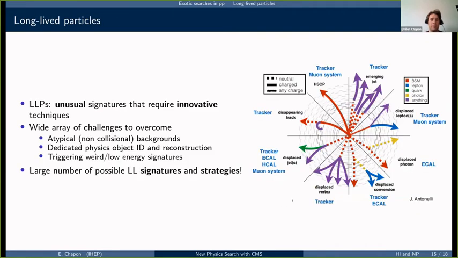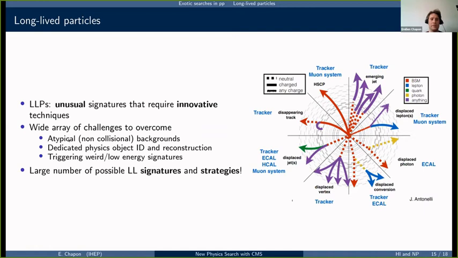And I'll finish with a few words on long-lived particles, which will be covered in more detail later. So just a short introduction here. These long-lived particles correspond to unusual signatures that require innovative techniques. And this also corresponds to an array of challenges to overcome experimentally.